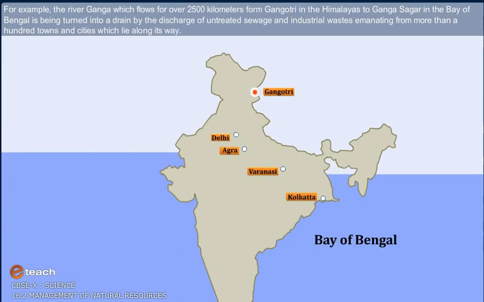For example, the river Ganga, which flows for over 2,500 kilometers from Gangotri in the Himalayas to Gangasagar in the Bay of Bengal, is being turned into a drain by the discharge of untreated sewage and industrial waste emanating from more than 100 towns and cities which lie along its way.